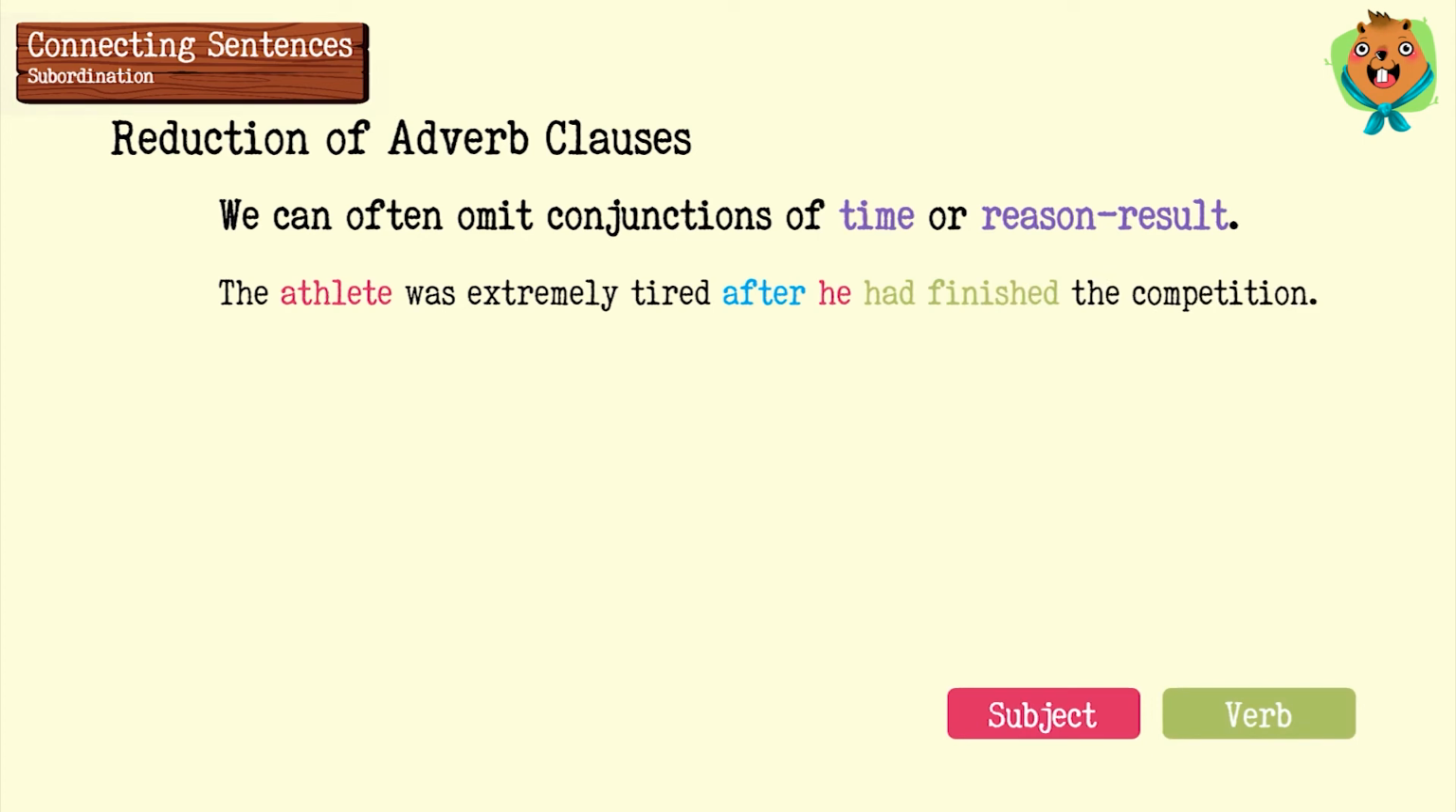Well, in this sentence we have "athlete" and "he," the same subject, in both clauses. In the adverb clause we have "had finished." There is no be form, so we need a verb ing form here. And you have the conjunction "after," signifying time. So it is possible to have a reduction in two different ways.